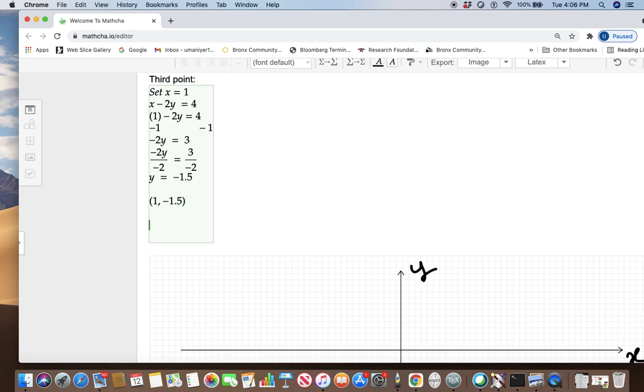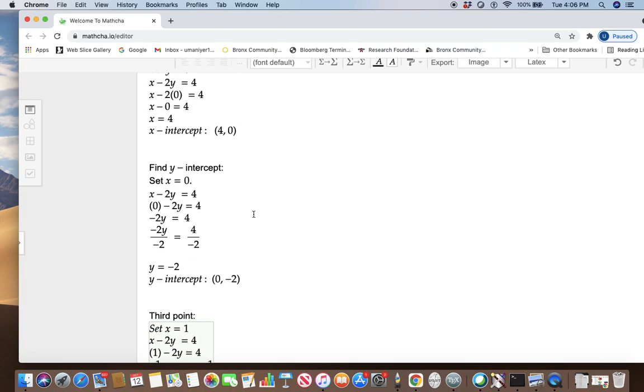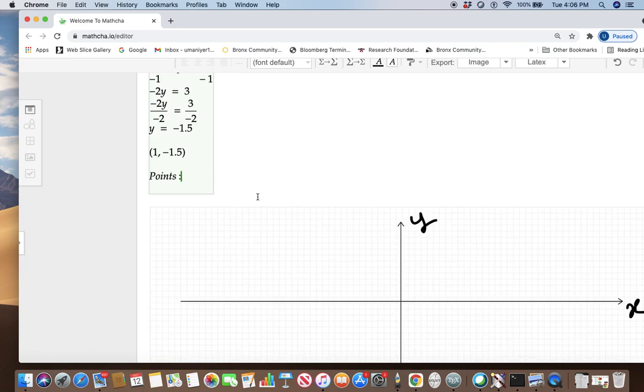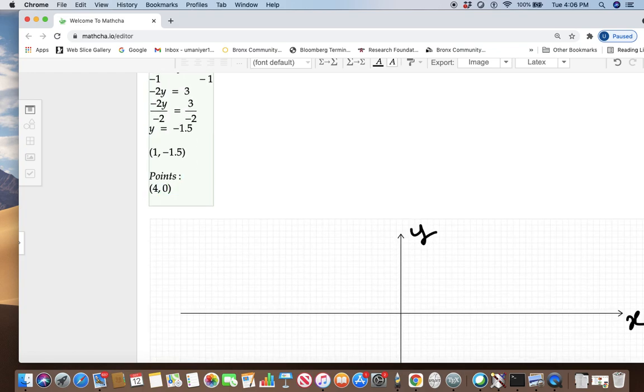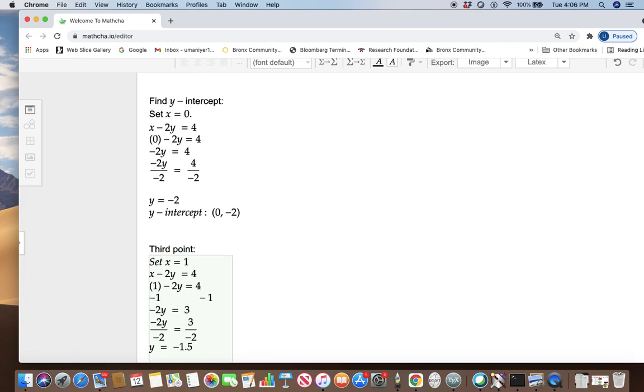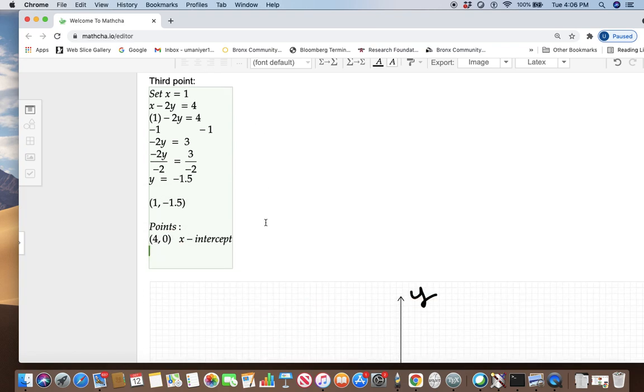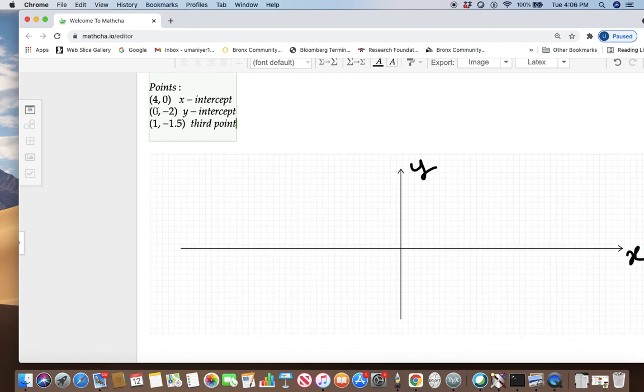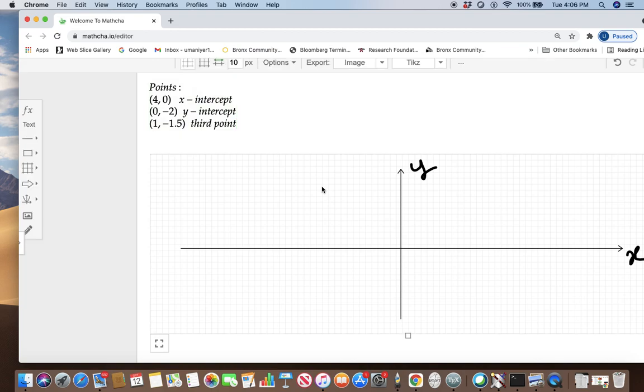So now you have the 3 points. What are the 3 points? First point is 4, 0. That is your x-intercept. The second point is 0, negative 2. That is your y-intercept. And the third point is 1, negative 1.5. Right? That's it. We plot these 3 points and draw the line joining them.